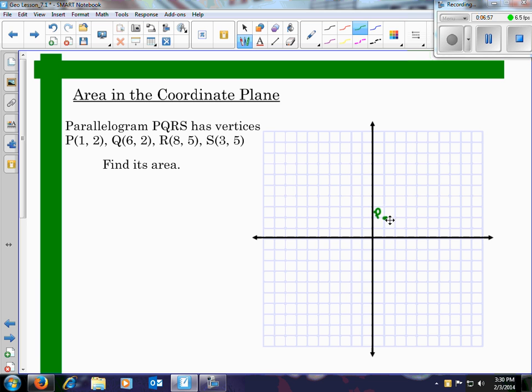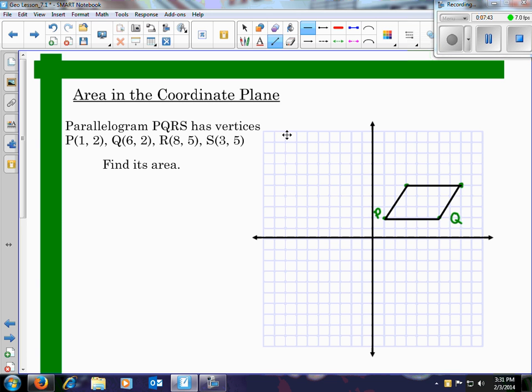Then we have Q, which is (6, 2), so 1, 2, 3, 4, 5, 6, up 2, which is here. This is Q, and then we have R, which is (8, 5): 6, 7, 8, 1, 2, 3, 4, 5. And S, which is (3, 5), so 1, 2, 3, 1, 2, 3, 4, 5. Okay, now I'm going to connect all of my points with lines. So we have this nice, pretty parallelogram.